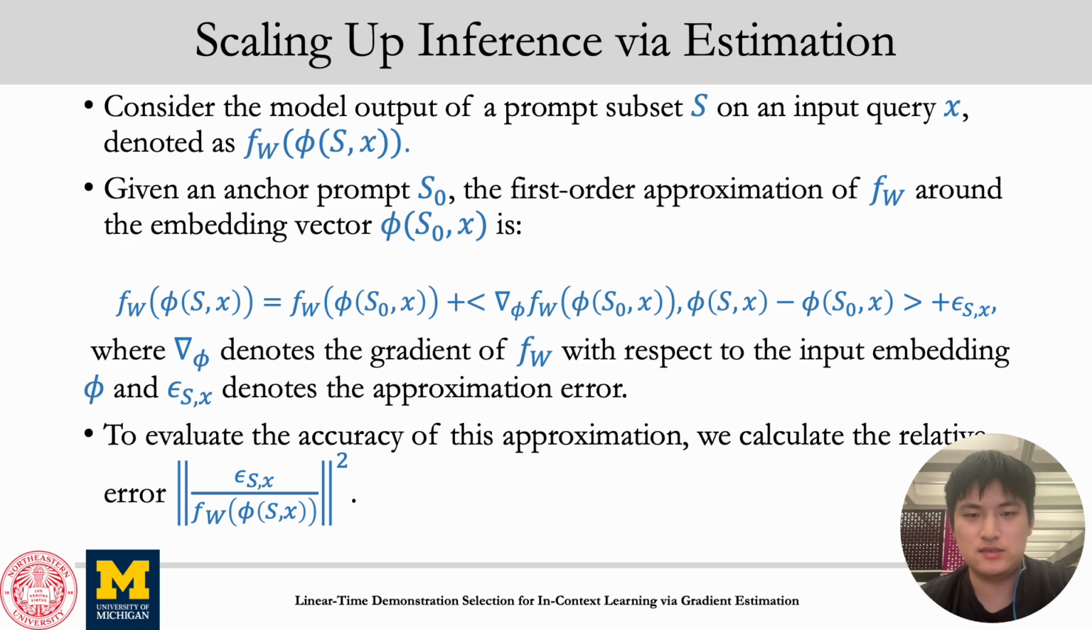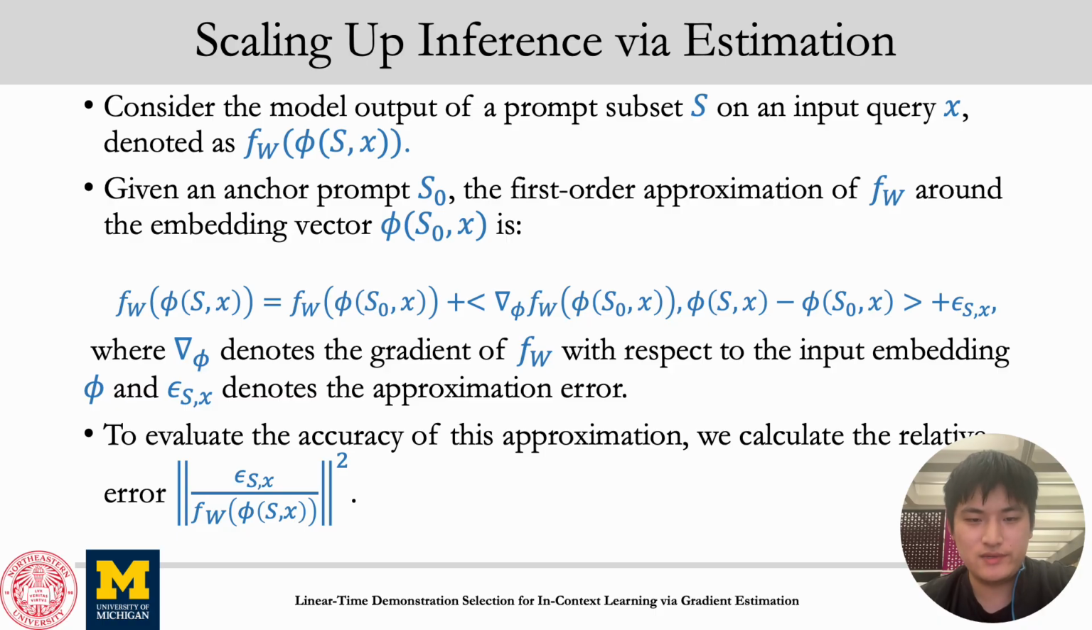First is the estimation part. Consider the model output of a prompt subset S on an input query x. We denote this as f(S). Given an anchor prompt S0, the first-order approximation of f(S) around the embedding vector phi is like this. The point here is that we compute the gradient with respect to the embedding of the input.